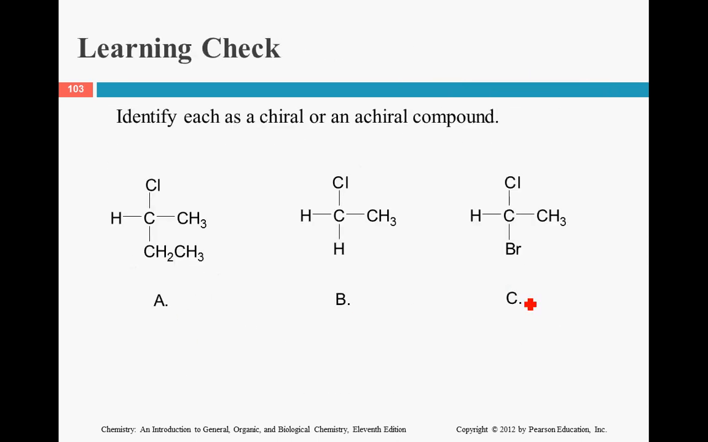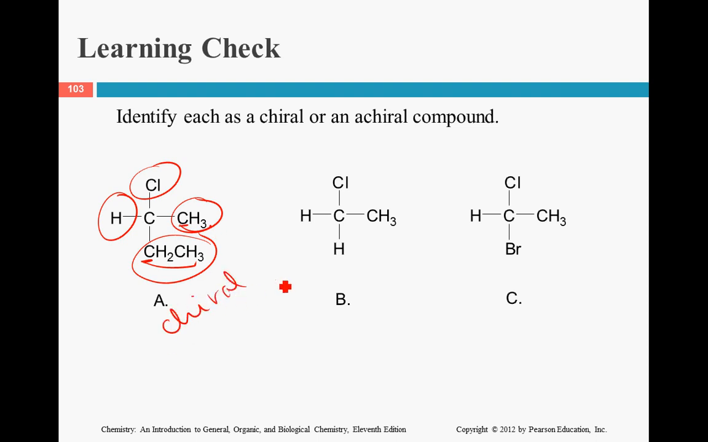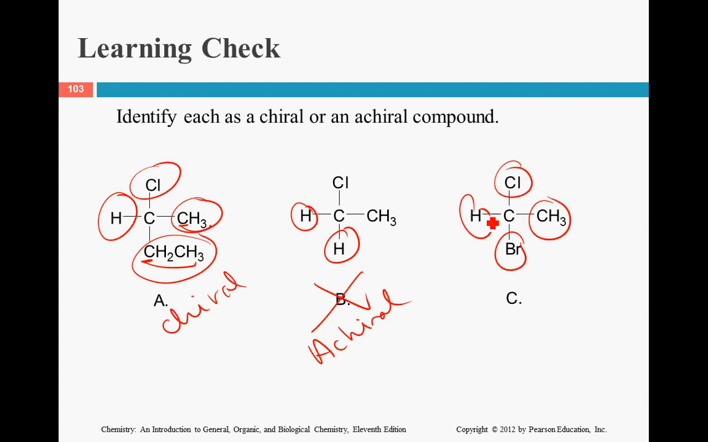So when we're looking at chiral or achiral, what you're looking at is whether or not you have 4 things that are the same. 1, 2, 3, 4. These are 4 different things. Even though these are both carbons, this is ethyl, this is methyl. This is chiral because they're all 4 different. B, we have hydrogen and hydrogen are the same. So that's achiral. And C, we have 4 different things, meaning it's chiral.